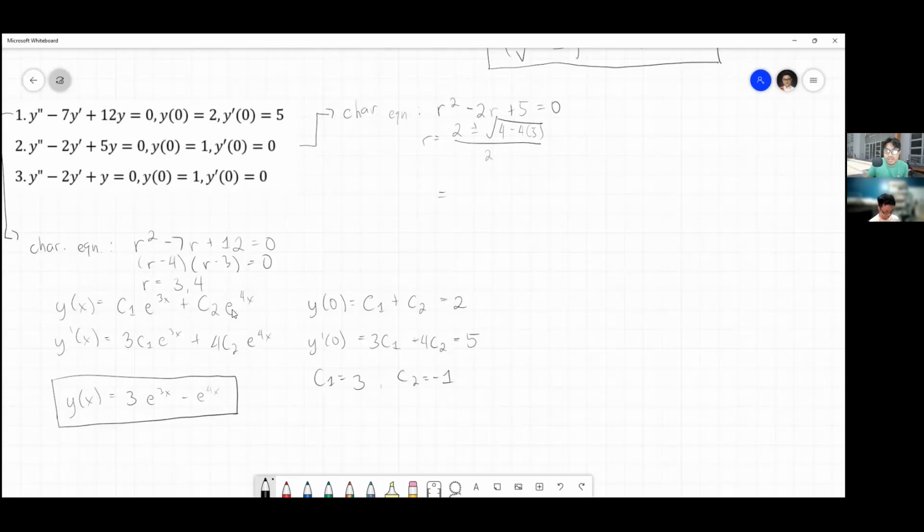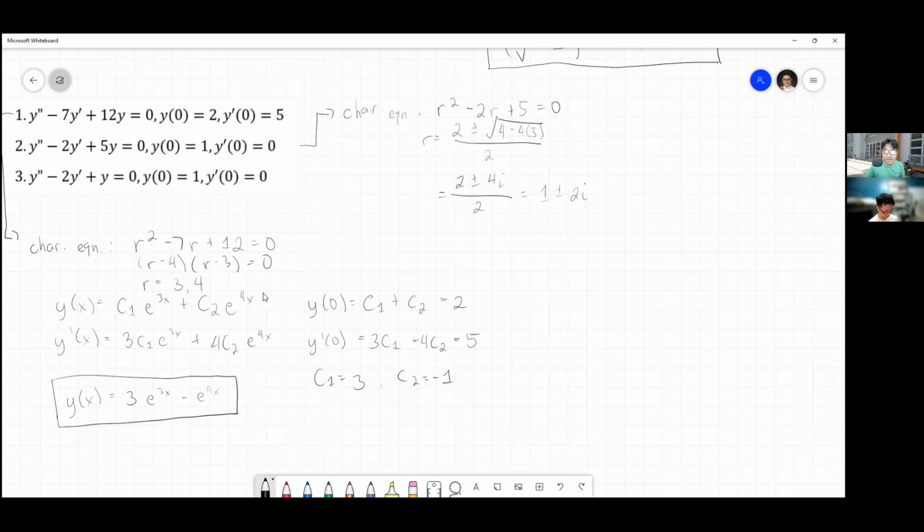Solving it. So that is 2 plus minus 4 minus 20. 4 times 5 is 20. That is 16. So this is negative 16. So negative 16, ang square root ng negative 16 ay 4i all over 2. Or as easily as 1 plus minus 2i. So yung roots natin dito ay complex.